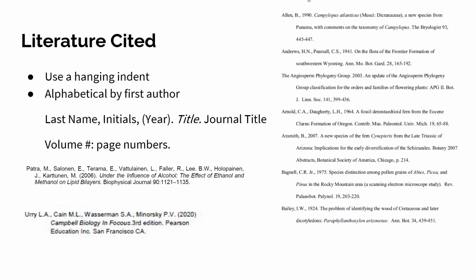So you can see that here. Allen, Andrews, Arnold, Axsmith, Bagnall, Bailey. You can see the order of those last names by first author here. Here's an example of our old textbook. Don't cite this textbook. This is not the textbook. Actually, this is your textbook. Sorry. That's your current textbook there, how that would look cited in a literature cited section.